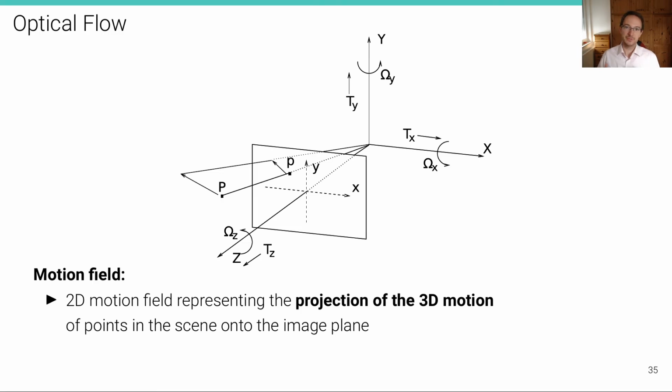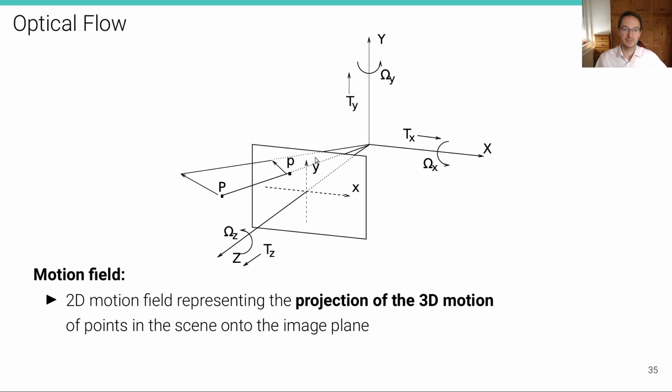There are two terms that I'd like to define now before we start. Optical flow is one term, an optical flow field. A motion field is another term. A motion field is the thing that we are actually after, but the optical flow is the thing that we can actually only measure. So what's the difference? A motion field is the 2D motion, or represents the projected motion of the actual 3D motion of points in the scene onto the image plane.